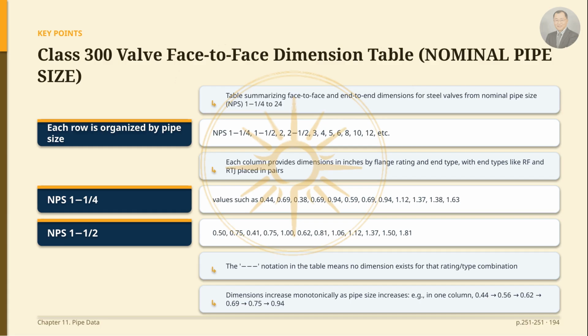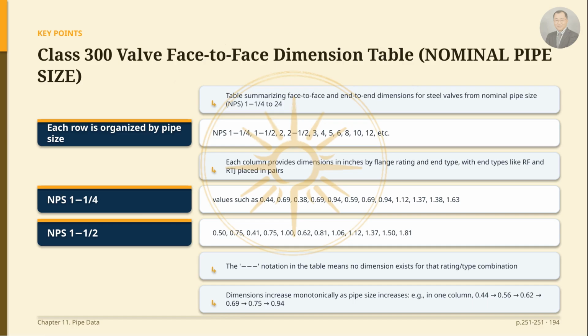This slide is a reference table summarizing the end-to-end and end-to-face dimensions according to the nominal pipe size, or NPS, for Class 300 steel valves. For example, for the NPS 1 1/4 row, dimensions in inches are defined, such as 0.44 or 0.69, and the values tend to increase monotonically as the pipe diameter increases. Please note that the dotted lines in the table indicate that dimensions for that specific combination do not exist.